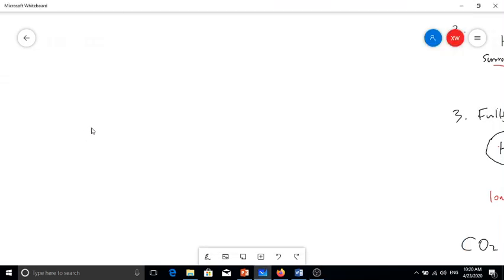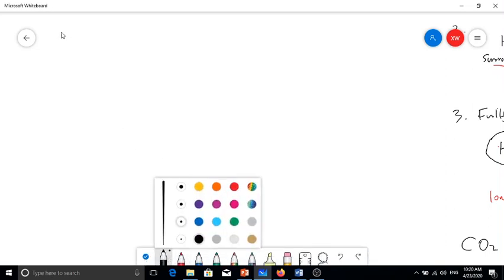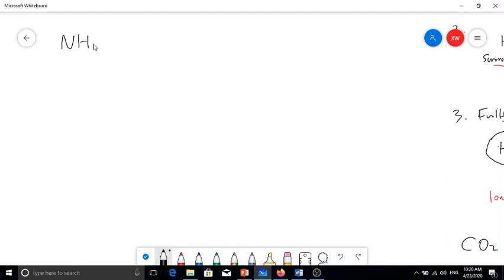Okay, we're gonna talk about Lewis structure of polyatomic ions here. What if a polyatomic ion carries charge? So let's look at this one, ammonium. This is a polyatomic ion with positive 1 charge.